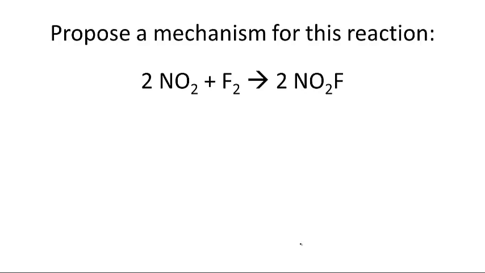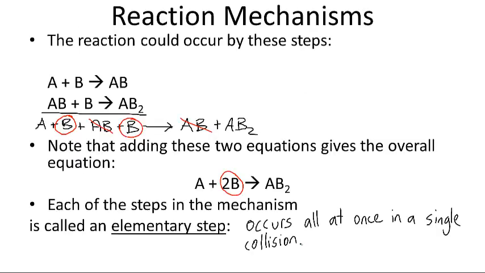All right, so here's a mechanism. Here's a reaction. Actually, before we do that other example, let's stick with this simple example. Is this the only possible mechanism I could have written for this reaction? A plus 2B makes AB2. All right. Propose a different mechanism. What would be a different mechanism?